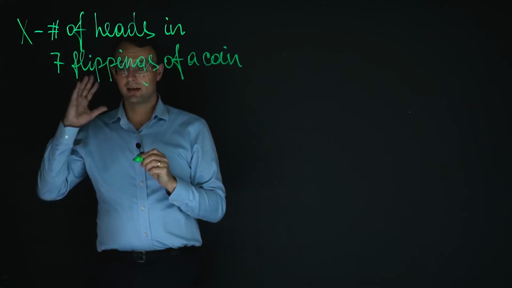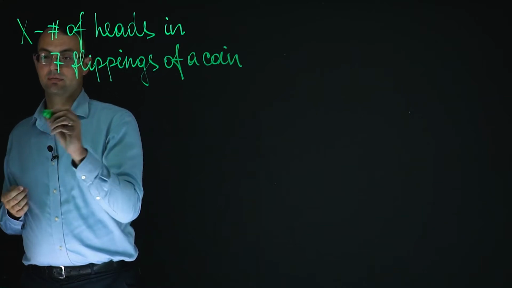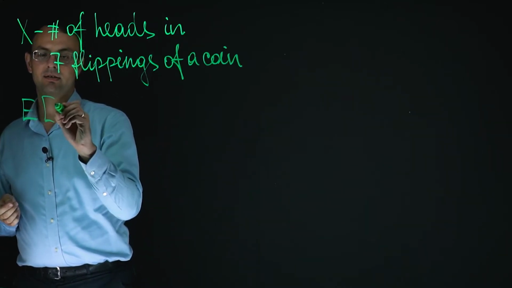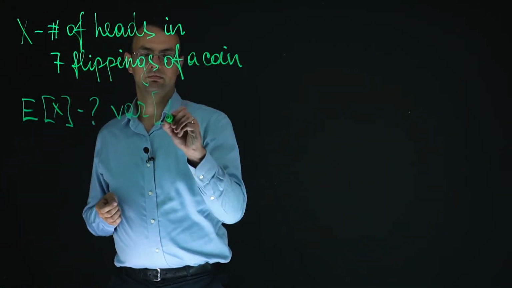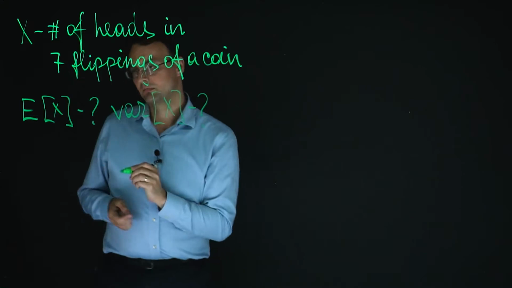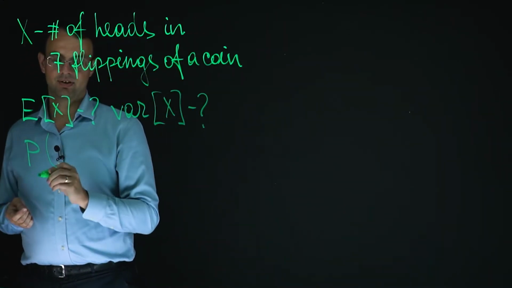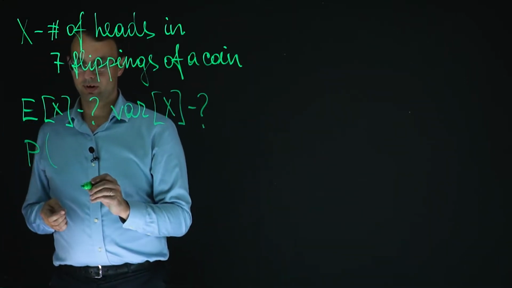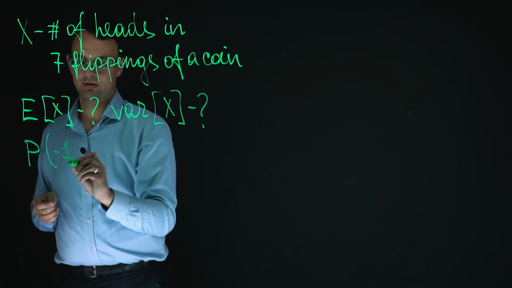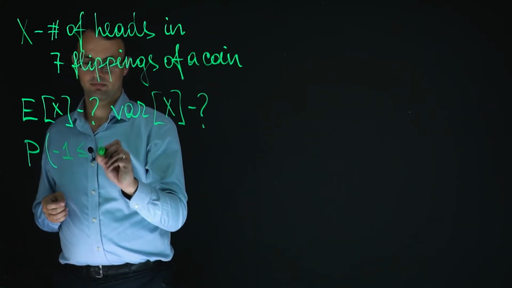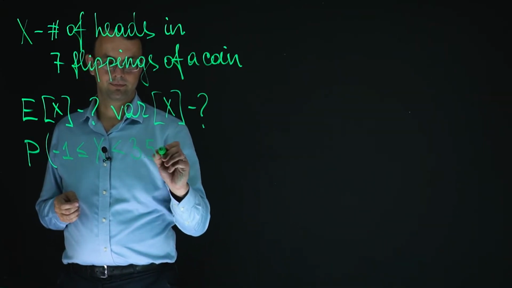So, and they ask us to find expected value of x, variance of x, and probability that x is somewhere between, let's say, -1 and 3.5.